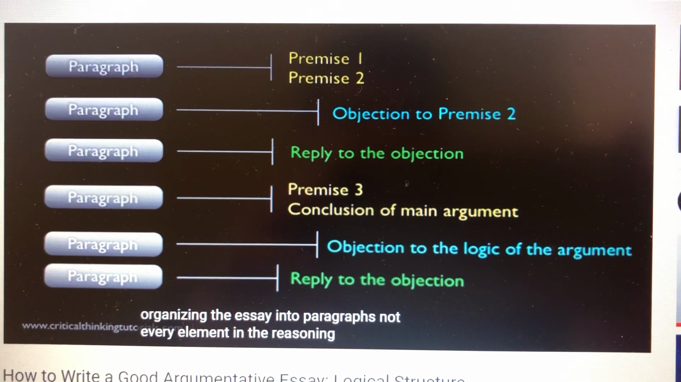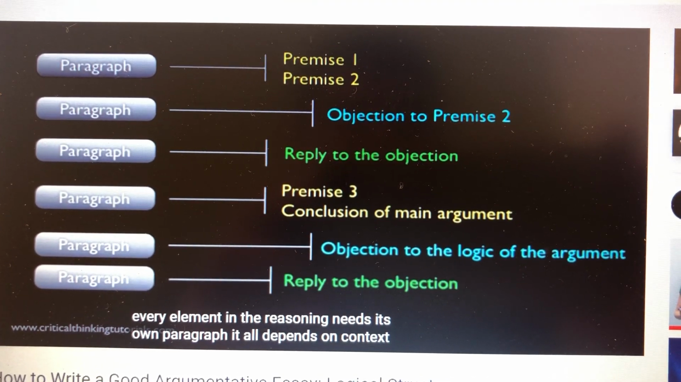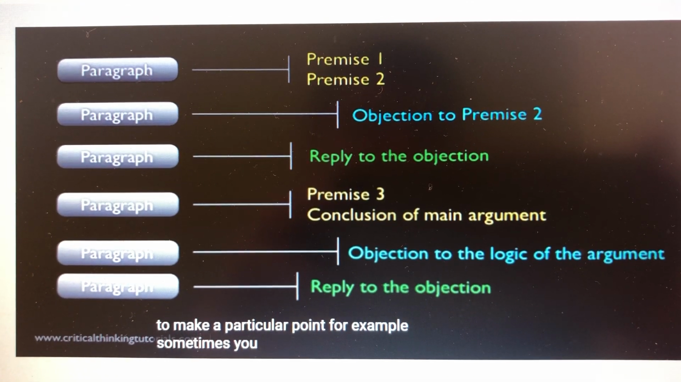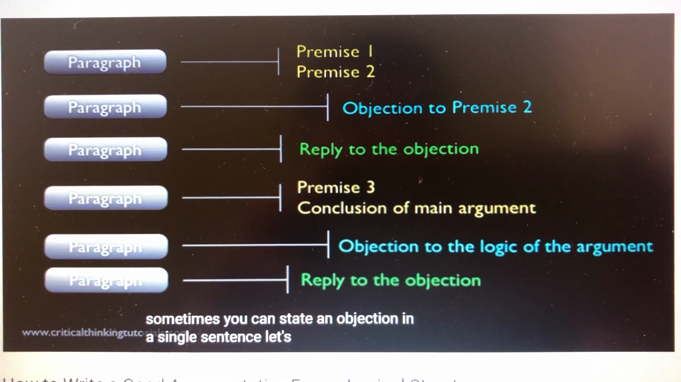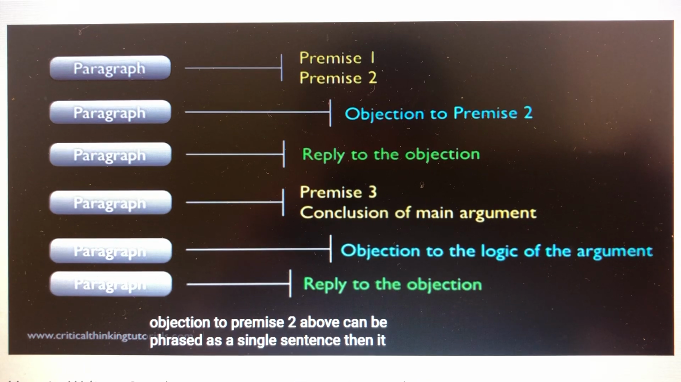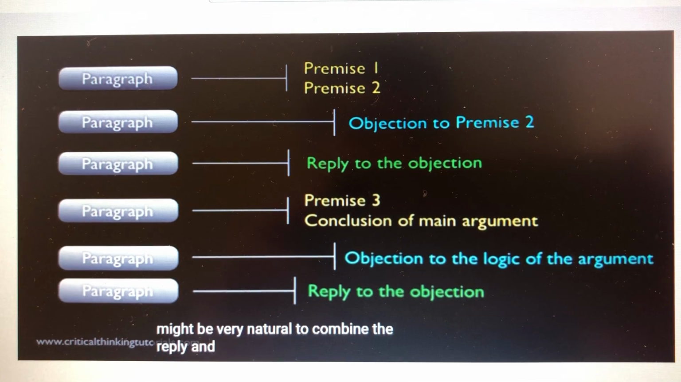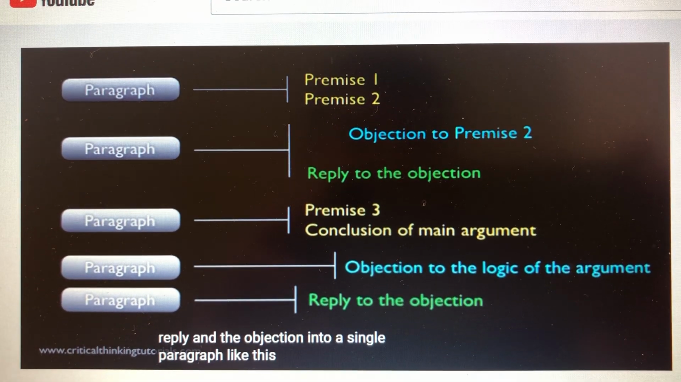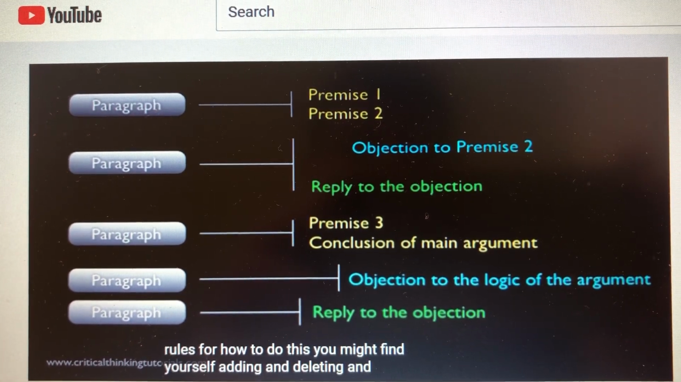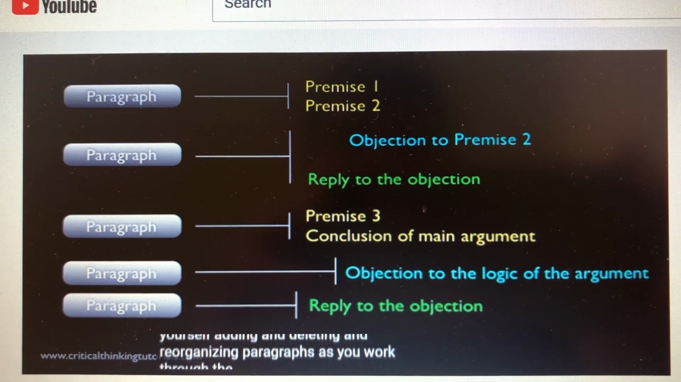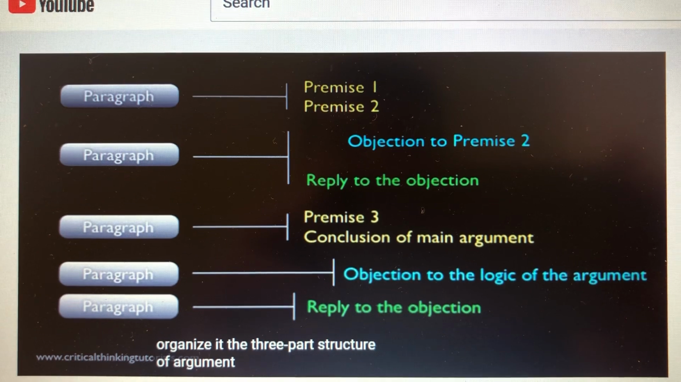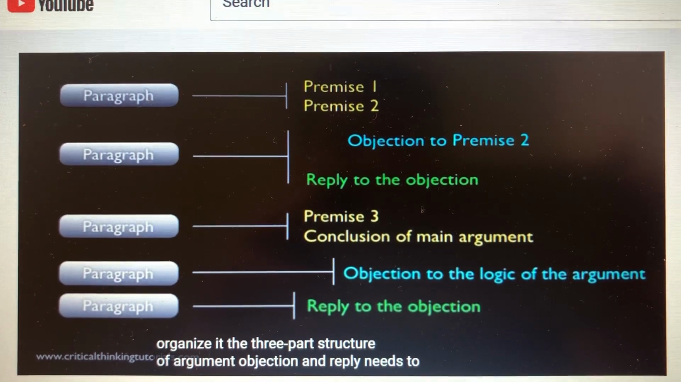Not every element in the reasoning needs its own paragraph. It all depends on context and how much actually needs to be said to make a particular point. For example, sometimes you can state an objection in a single sentence. Let's say that the objection to premise 2 above can be phrased as a single sentence. Then it might be very natural to combine the reply and the objection into a single paragraph, like this. There are no set rules for how to do this. You might find yourself adding and deleting and reorganizing paragraphs as you work through the essay. But however you organize it, the three-part structure of argument, objection, and reply needs to be clear.